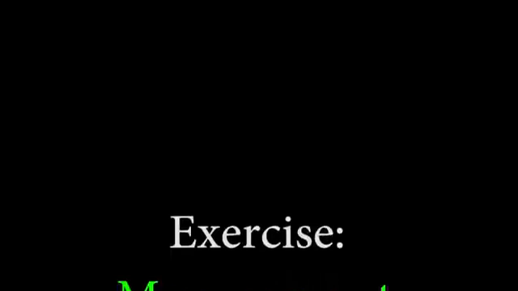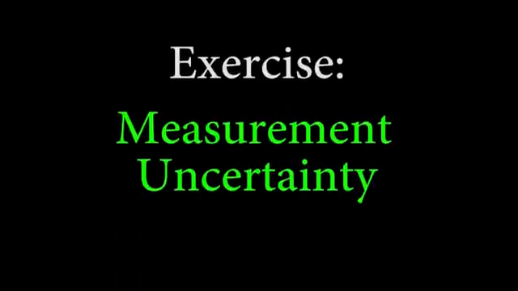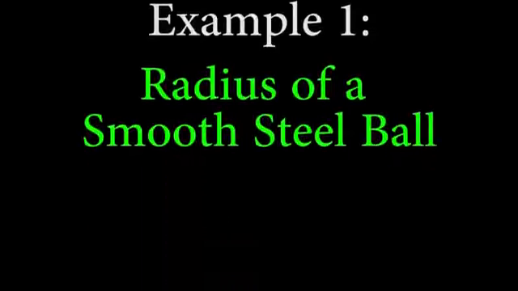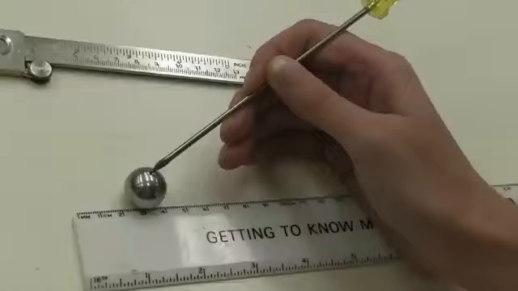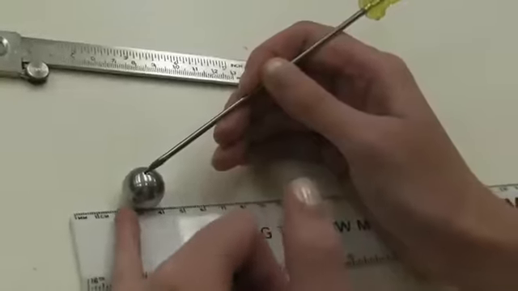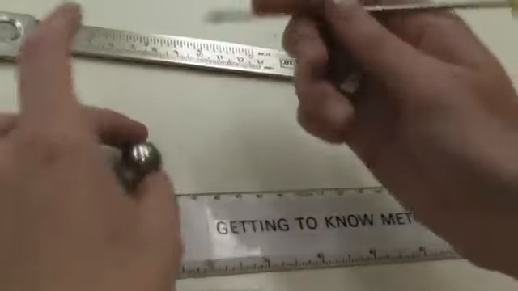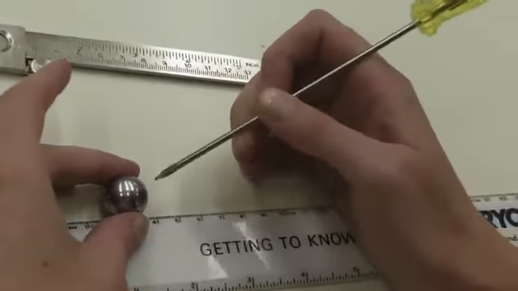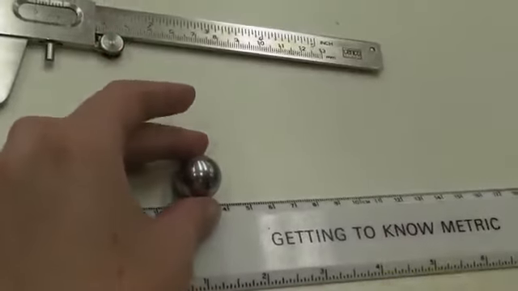In this video, we'll explain the uncertainties associated with measurements in different circumstances that you may encounter in the lab. Our first example will be a simple measurement of the radius of a smooth steel ball. Say we want to measure the radius of a small steel ball. We have two different instruments we could choose to accomplish this: a vernier caliper or a ruler, shown here.